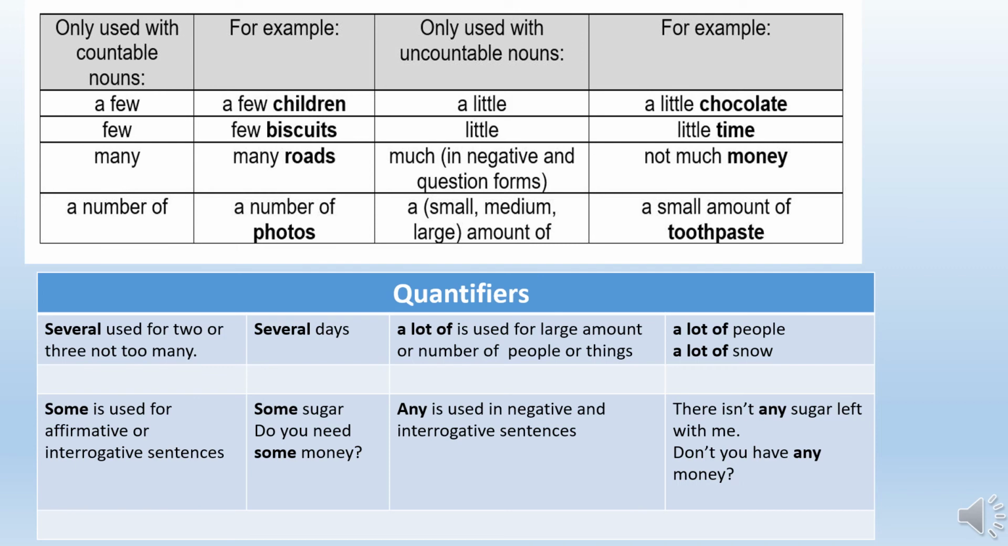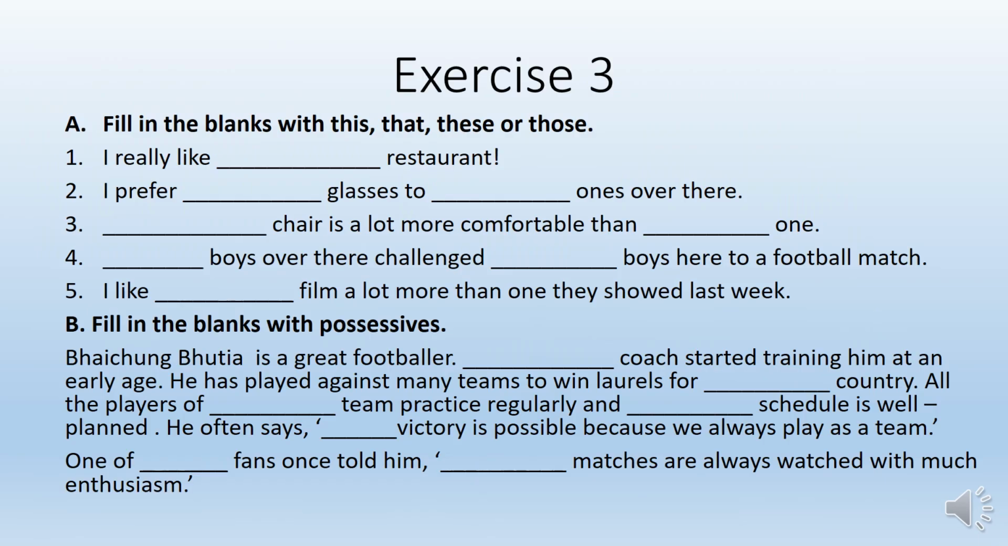Then next is a lot of. A lot of is used for a large amount, or number of people or things. A lot of people. A lot of snow. Any is used in negative and interrogative sentences. In a negative sentence you can use any. Isn't there any sugar? Don't you have any money? So quantifiers basically talk about amount, and can be used with countable nouns and uncountable nouns.